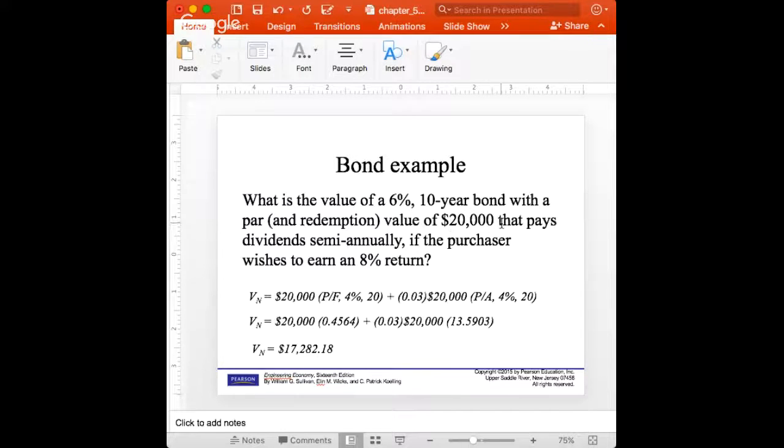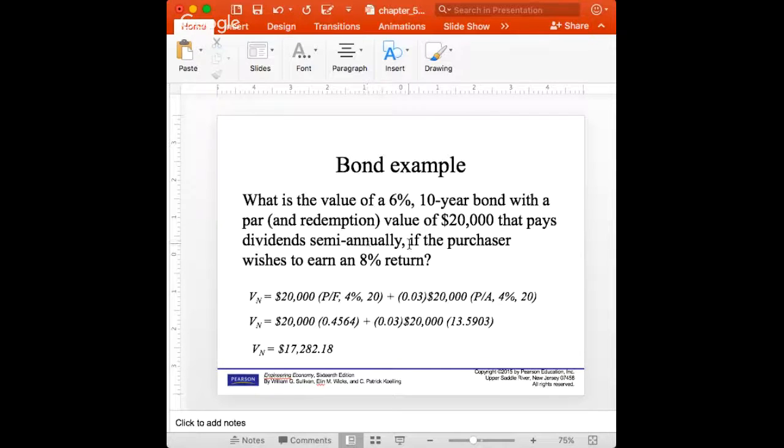Value of $20,000. So this is a $20,000 bond. That is, it has on its face $20,000. It pays its dividends semi-annually. Okay, we've got to keep that in mind. So our dividends are paid every 6 months, twice a year.